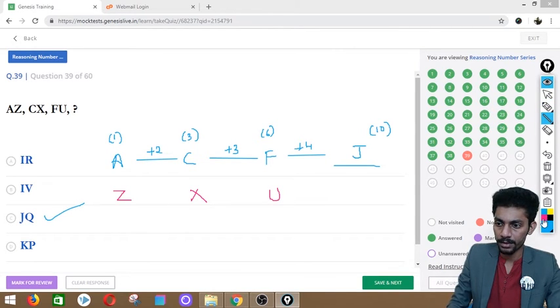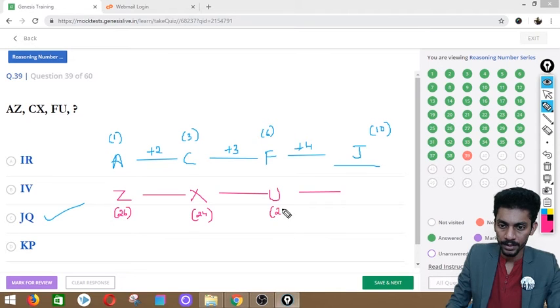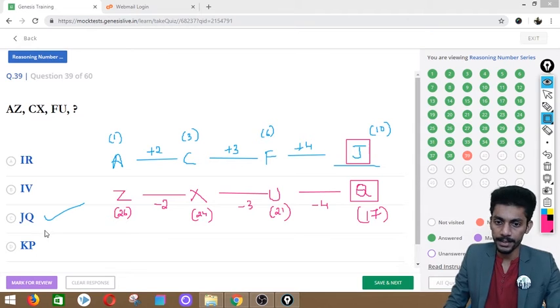Let's check the other alphabets. Z is the 26th letter, X is the 24th letter, U is the 21st letter. What is the next letter? Here they are going in negative order. 26 minus 2 is 24. 24 minus 3 is 21. 21 minus 4 is 17. Which is the 17th letter? It is Q. So the answer is J and Q. That is option C.